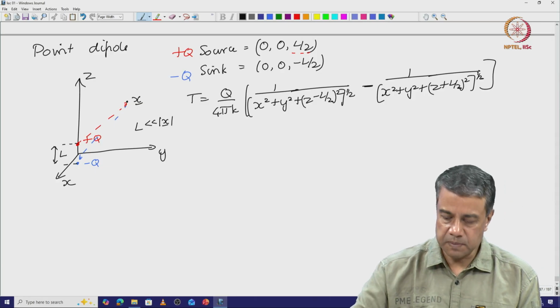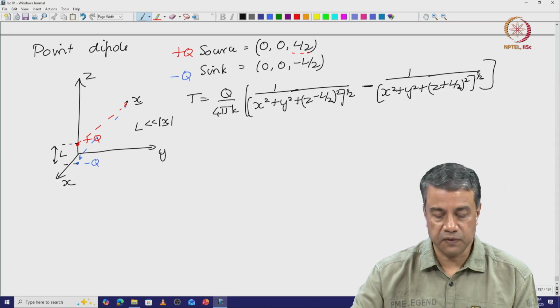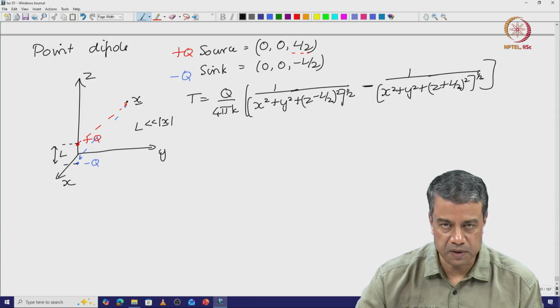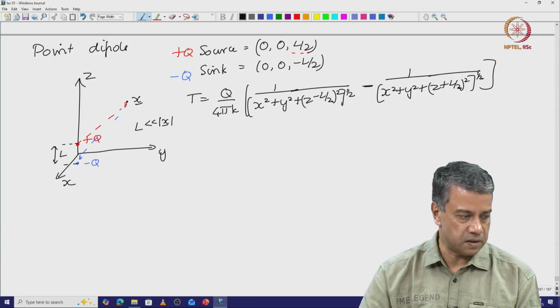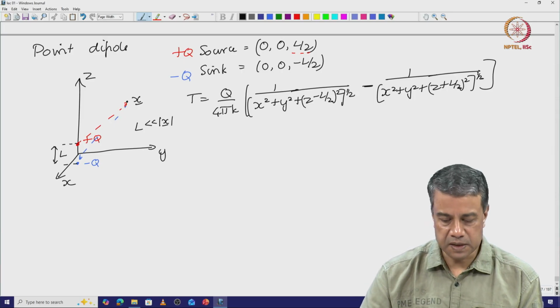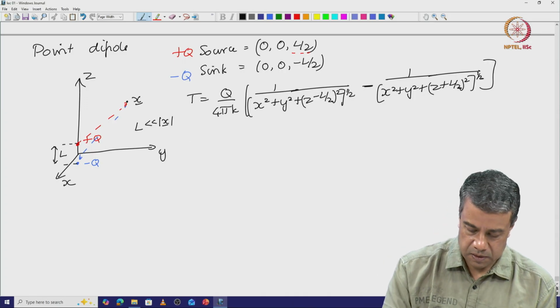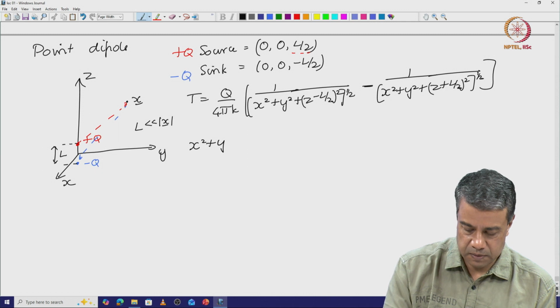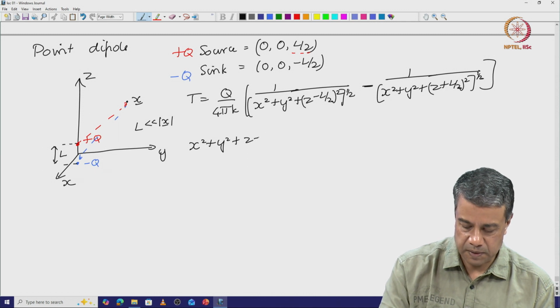Now, we need to do some simplification on these terms for the case where L is much smaller than x or y or z. For the particular case where L is much smaller than x or y or z, consider x square plus y square plus z minus L by 2 the whole square, whole to the half.